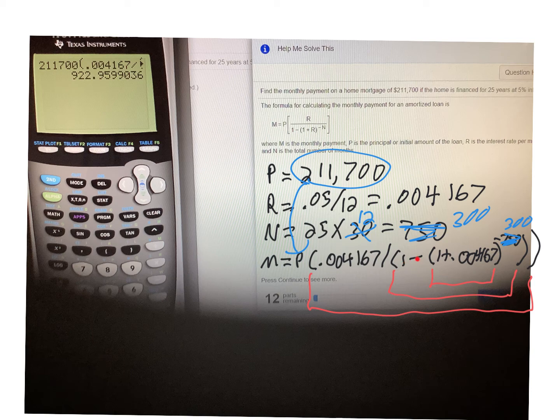You got to go 1 and minus, and you got to have another parenthesis, 1 plus R, close that parenthesis. It's got to be minus 300. And you got to close all these parentheses here. So getting these parentheses, I think, will be the biggest challenge. And using your calculator and typing this in correctly will be a challenge. This answer's not right because I used 750. You should have used 300.